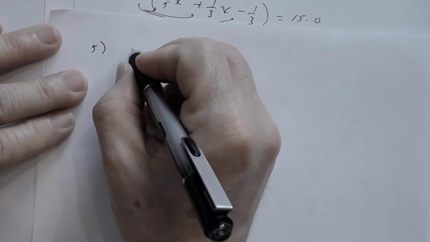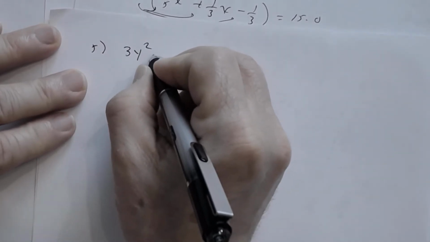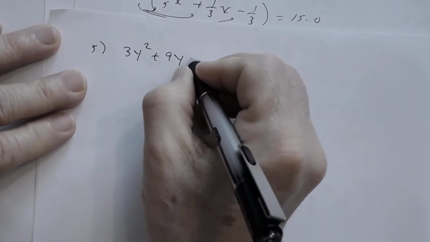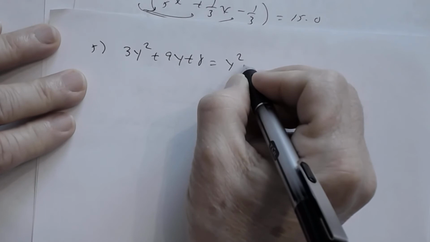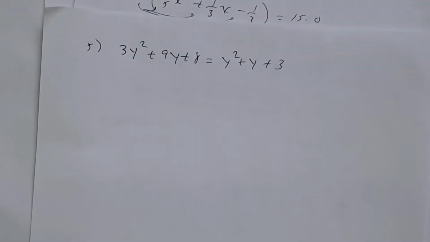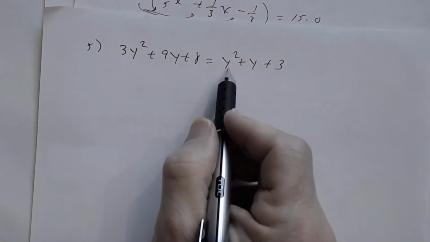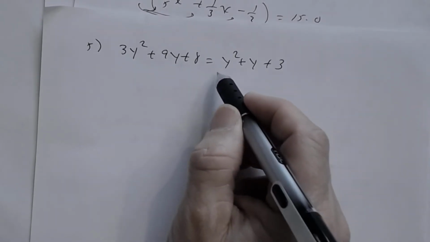Okay, so in number 5, you have 3y squared plus 9y plus 8 equal y squared plus y plus 3. All right. So you'll notice that this is not in standard form, so we've got to put this in standard form. And some of you know that when you bring terms to the other side, the sign changes. Some of you may need to do this, and I'm about to do this.